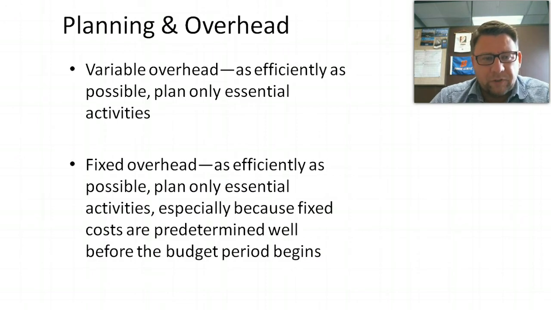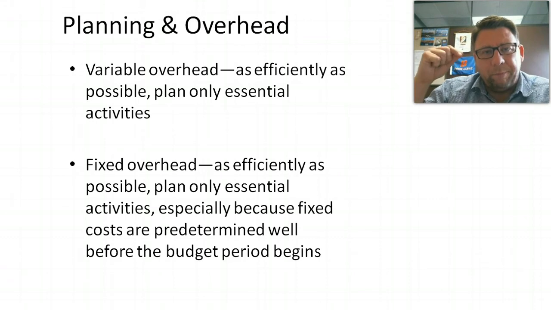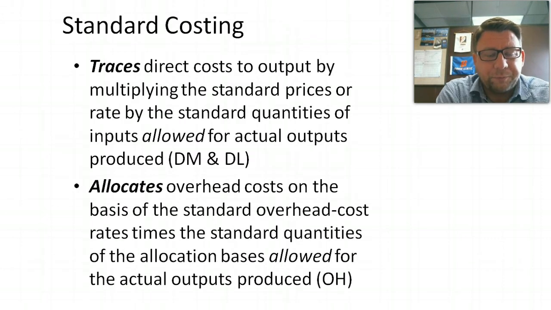So, the first couple learning objectives deal with arriving at a variable overhead rate. When it comes to planning and how we budget our overhead, our guidelines are that we want to plan as efficiently as possible, and we only want to plan the essential activities for variable overhead. We want to do the same thing for fixed overhead, and remember that fixed overhead has a lot of costs that are already predetermined. Decisions we've made mean that we're going to incur these fixed costs regardless, and so we want to make sure that they're accounted for correctly in the budgeting process.